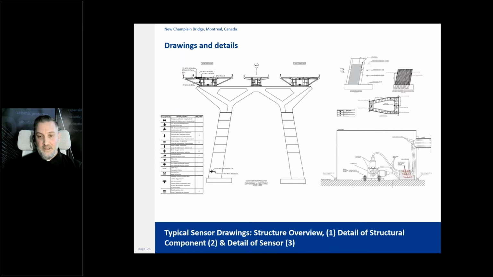And each structural health monitoring system element is carefully detailed as shown in this particular slide. And the way those details work is they start on the left with the structural overview, of course, then go into detail of the structural component where the sensors will be mounted, which is the upper right little cluster of drawings, and then finally the detail of the sensor itself, including a wiring bundle and protective box there.